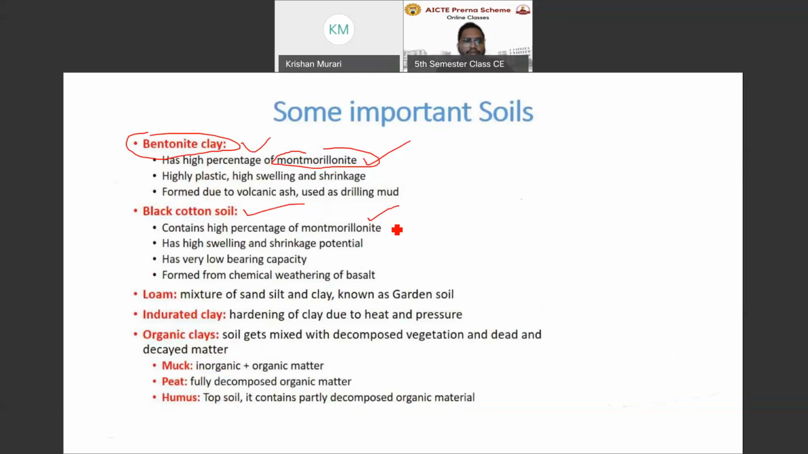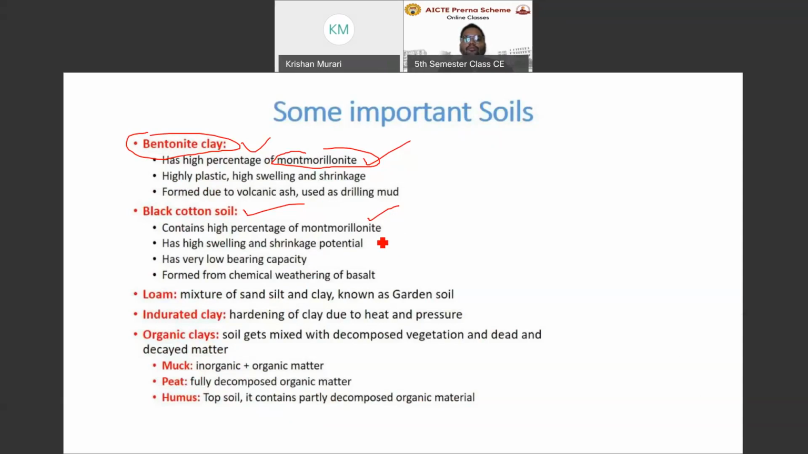The same mineral, montmorillonite, is found in high percentage, and the same properties are also there, which is high swelling and shrinkage potential. Whenever you add water to the soil, that soil expands, and when we dry the soil, it shrinks. The variation in volume change is very high in that type of soil. So basically, black cotton soil has a tendency to swell and shrink, and the bearing capacity of black cotton soil is very low.